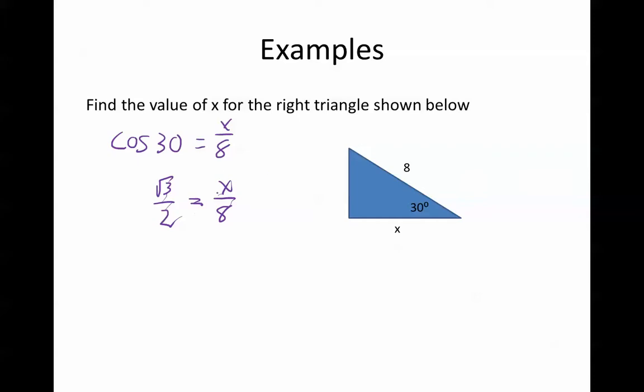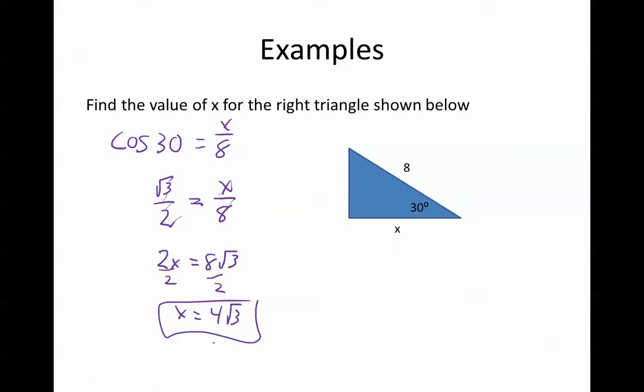And now we can cross multiply to solve for x. So this is 2x equals 8 root 3. And then solving for x, I divide both sides by 2, and I get 4 root 3. So this side length is 4 root 3, and I know that because since the cosine 30 is root 3 over 2, I can cross multiply to get the x by itself.